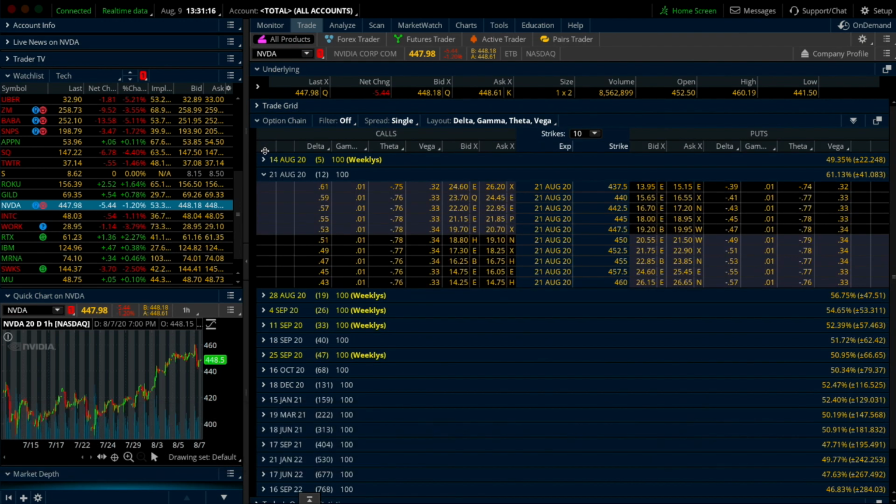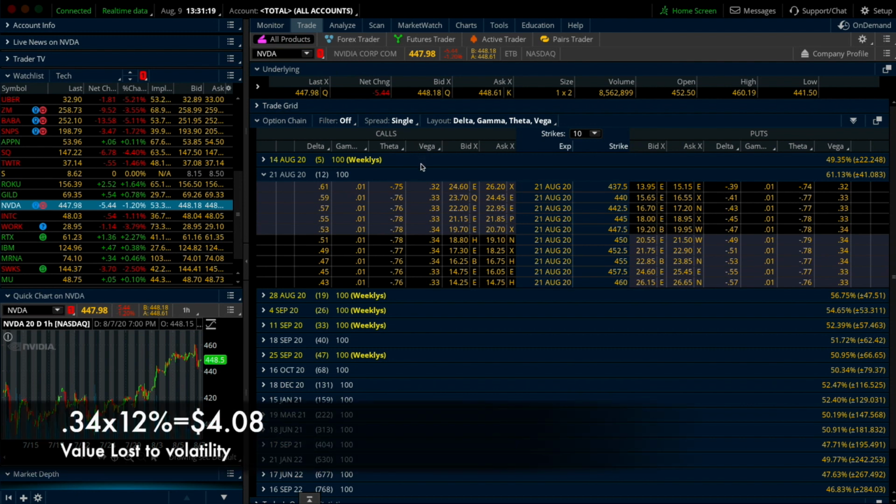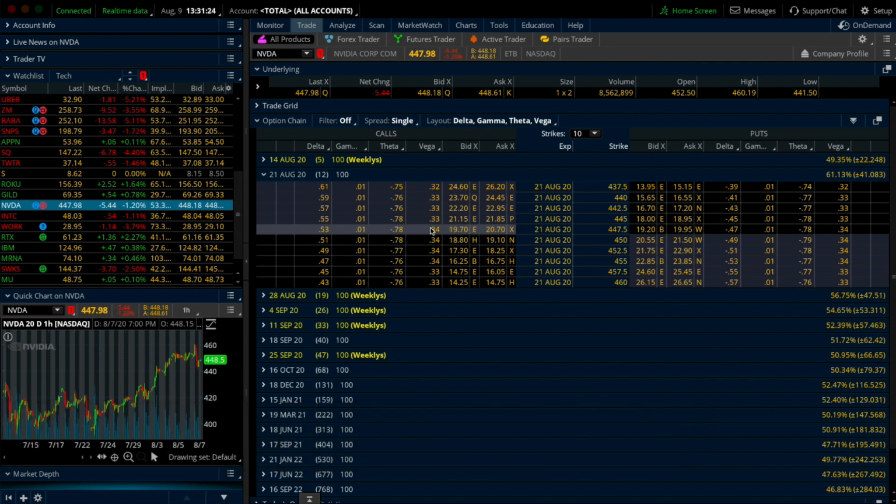In this case, if you bought an at-the-money call with a Vega of 0.34, then you should multiply Vega by the approximate 12% drop in implied volatility to get an idea of how much value your option will lose after earnings. In this case, that would be $4.08 per share. That's more than $400 that you would lose to implied volatility. The stock would have to gain more than $4 after earnings to make this trade profitable, and that's not even factoring in losses to theta decay that we talked about in my last video.